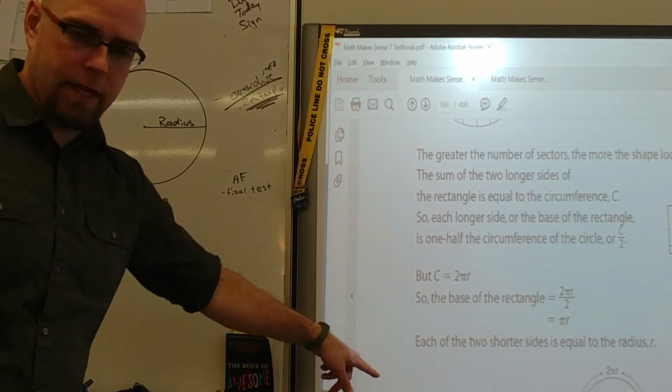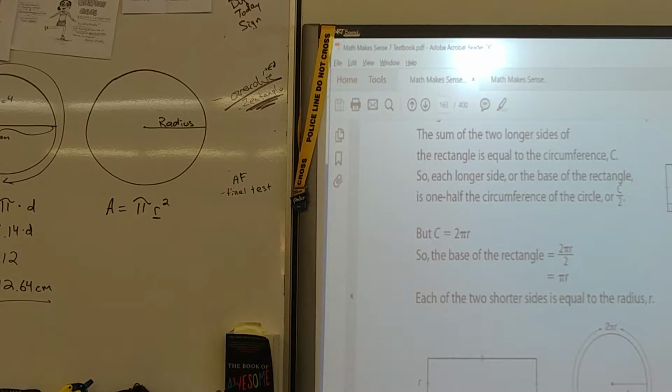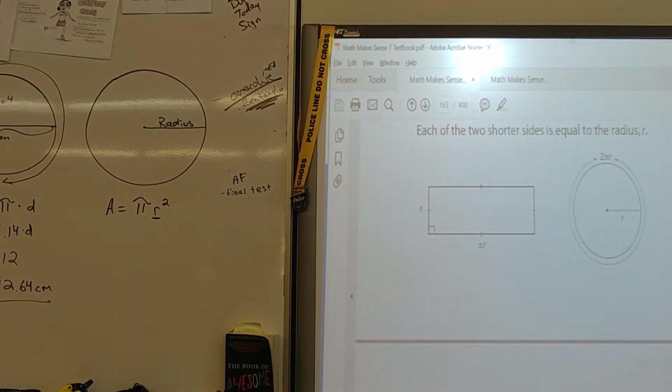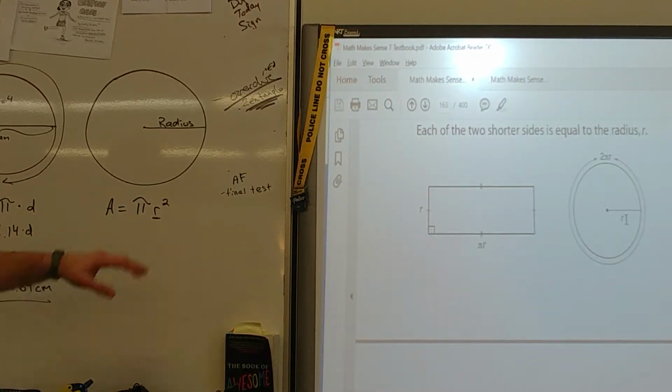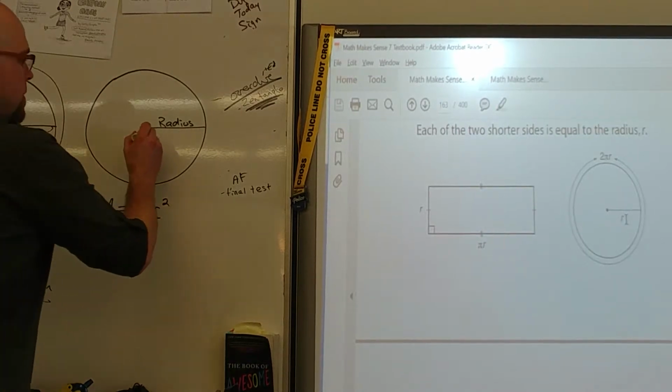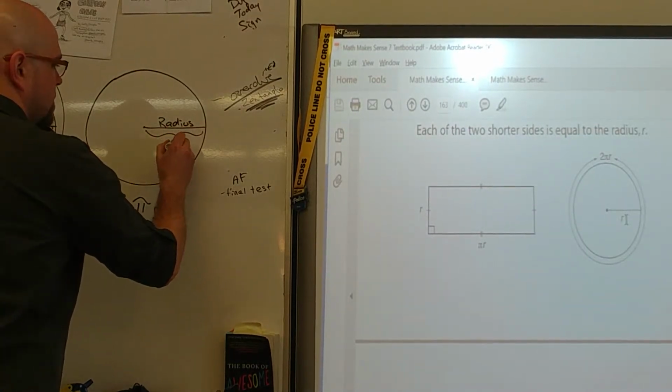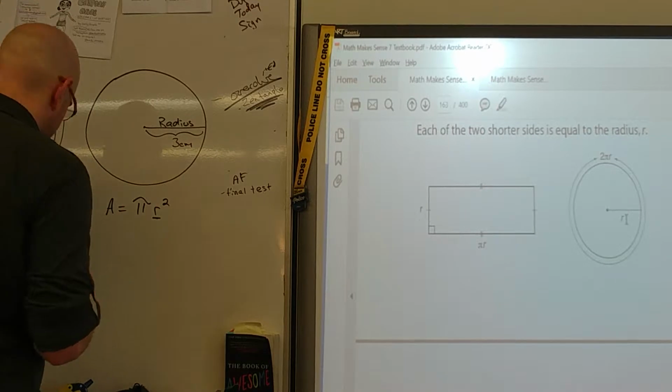So when I'm looking at this problem here, I need to find what the radius is, square it, and times it by pi. So let's take a look at an example right here. I'm going to draw your attention up to the board. We're going to say that my radius is 3 centimeters.